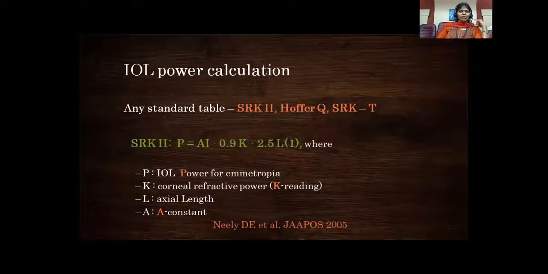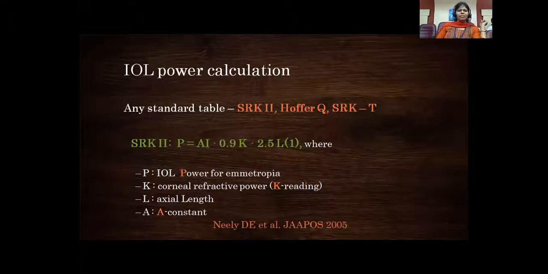So as per literature, any standard table you can choose from these three. We commonly choose SRK2 if the axial length is above 16 mm. So that is the criteria. With very young axial lengths, it is better to avoid intraocular lens implantation. All these three formulas work well. It is the target refraction that you have to look into.